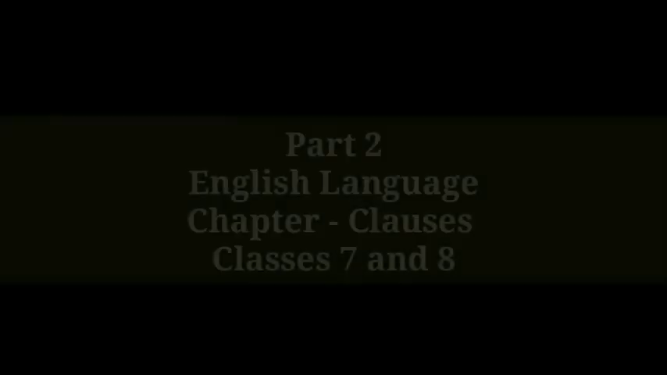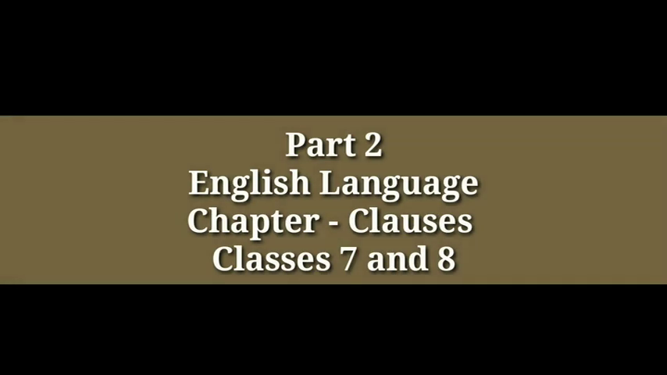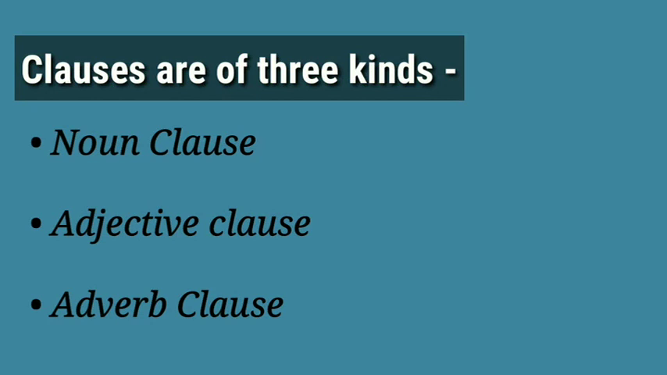Hello students, in our previous video we learned what a clause is and its types, that is, independent and dependent clauses. In this video we will learn more about clauses. Like the phrases that we did in our previous video, clauses are also of three kinds. By now I hope you all know what clauses are. Clauses are a group of words that contains a finite verb and has a subject and a predicate.